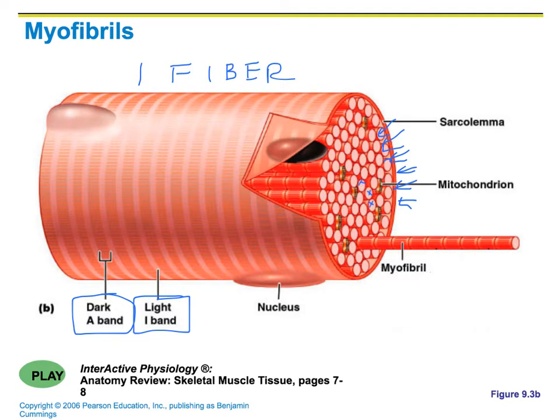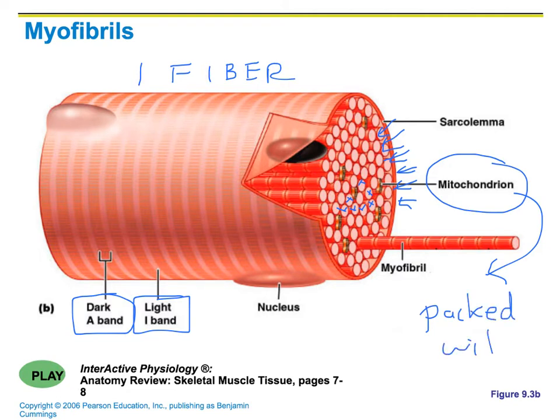The one other thing I'll say here, which I believe comes up on one of your tests at some point, is that you'll see many mitochondria scattered within the cell here. A skeletal muscle is packed with mitochondria because of the large amount of energy that a muscle cell uses when it contracts.